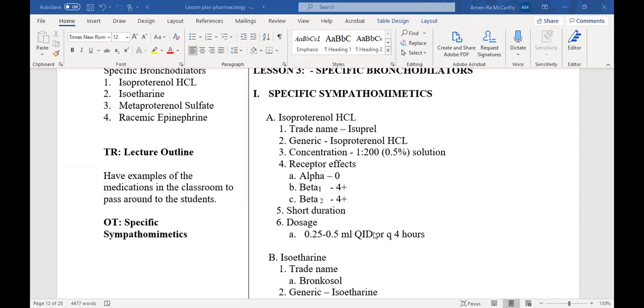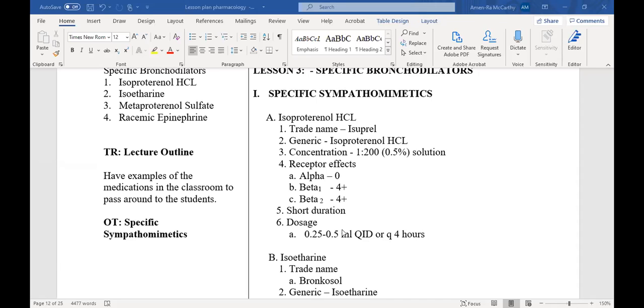That is what you need to have on the back side of that card. That way you flash yourself, okay? Isoproterenol, you turn it over, and this is all the stuff that's on it. Because I will ask a question that says, which one of the sympathomimetics has 0 alpha, +4 beta 1, and +4 beta 2, and can be given every 4 hours? You got to know that's isoproterenol.